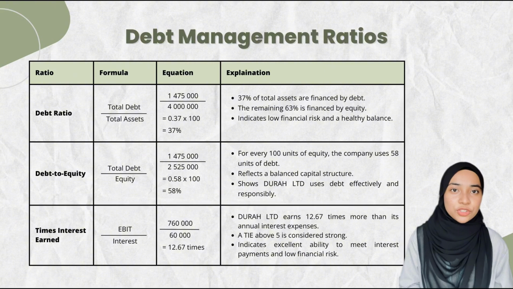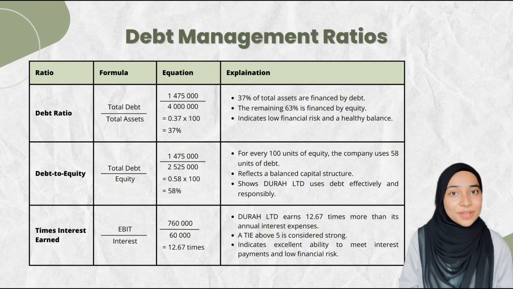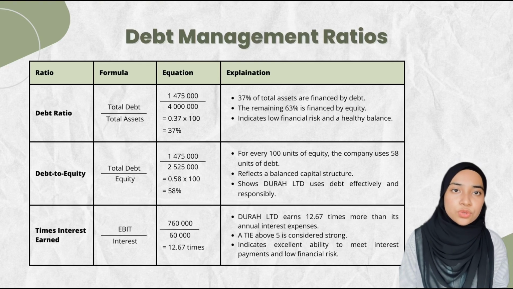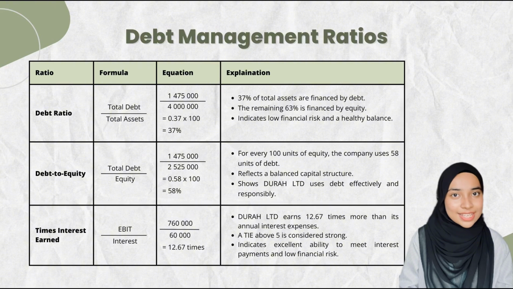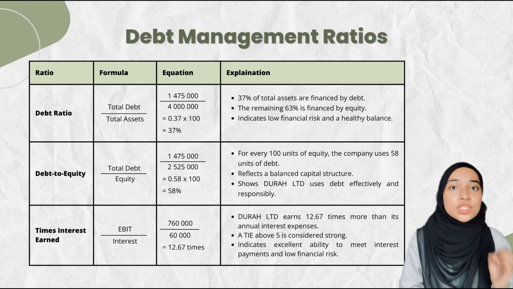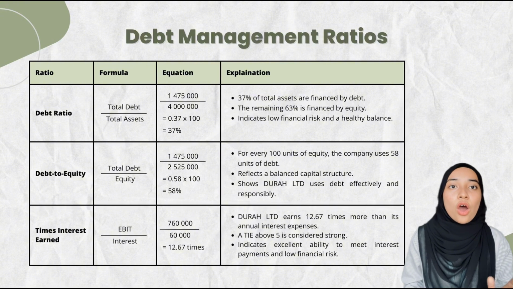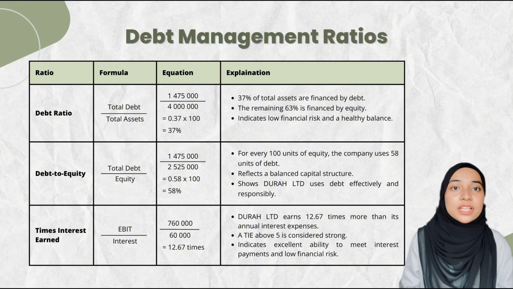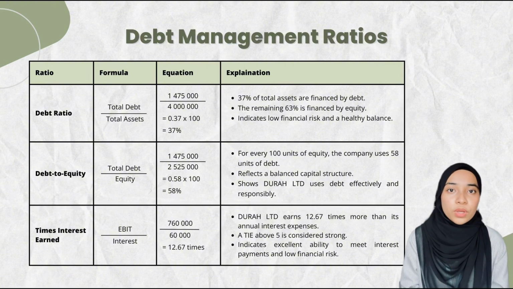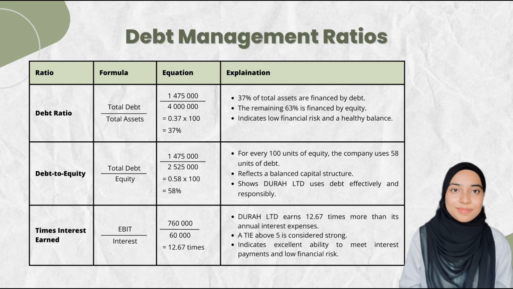First, we have the debt ratio, which tells us how much of the company's assets are financed by debt. Using the formula, debt ratio equals total debt divided by total assets. That's 1,475,000 divided by 4 million, which equals 0.37 or 37%. This means only 37% of DURAH LTD's total assets are financed using debt. That's a good sign, and it shows the company is not too dependent on borrowing, which lowers financial risk.